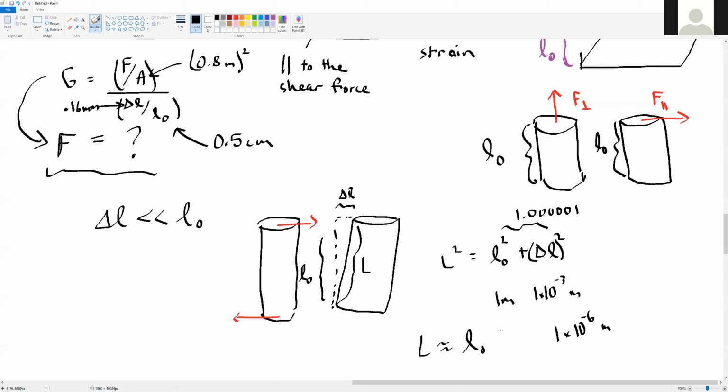Okay. Gotcha. Thank you. That was really helpful. Welcome. Okay, that makes sense. I just assumed it was, so the formula would be A over delta L over L0 G.